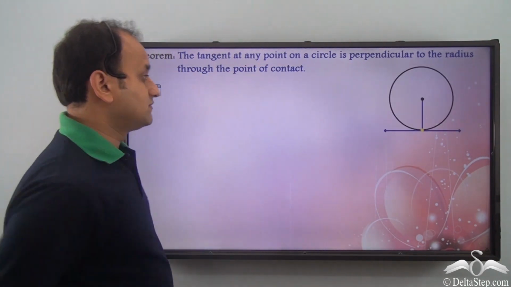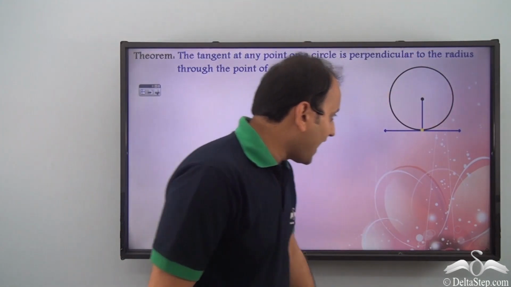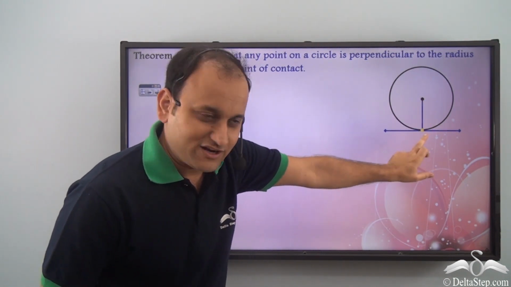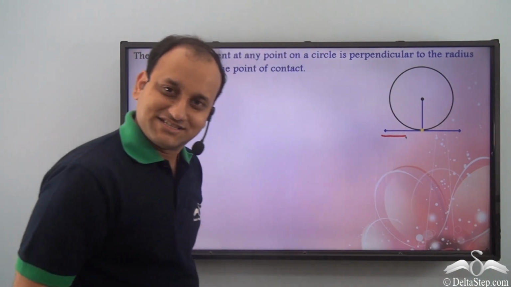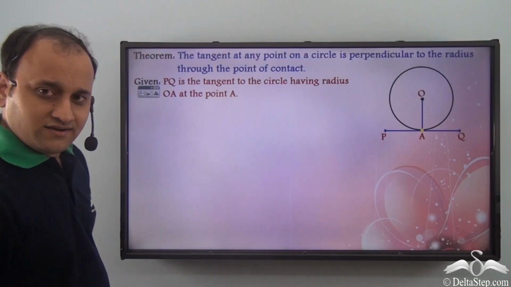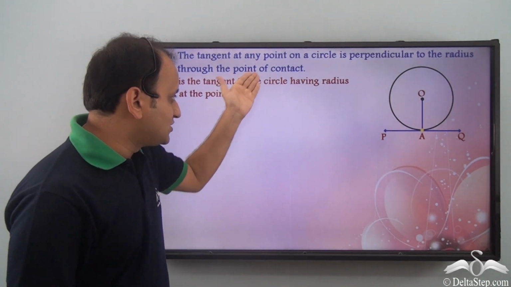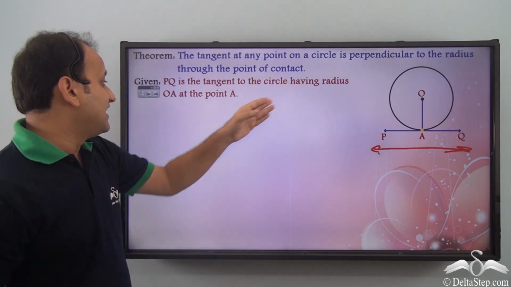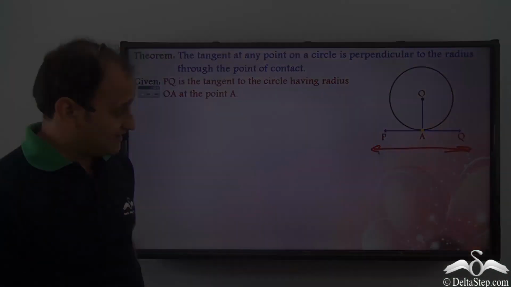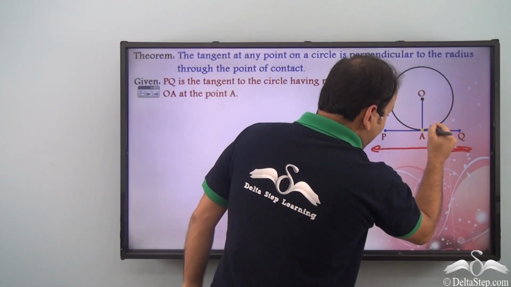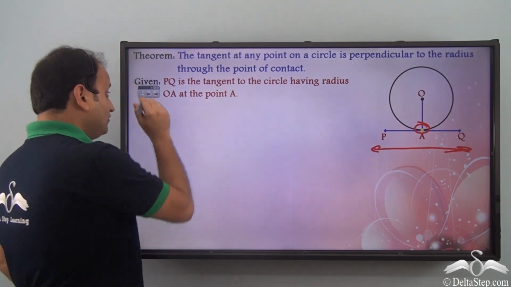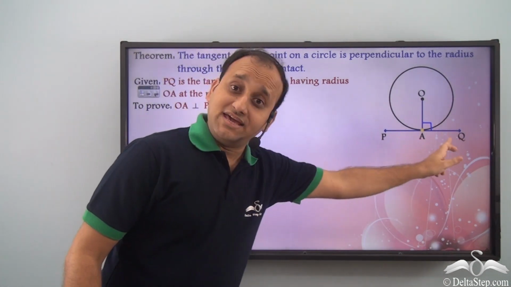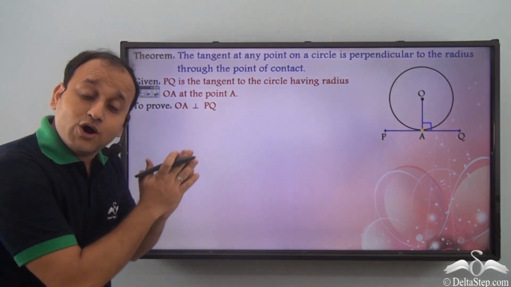Now, we have this particular circle here and we have this radius which passes through the point of contact of this particular tangent. So, what is given? Well, we have PQ is the tangent to the circle, having radius OA at the point A. Now, we need to prove that OA is perpendicular to PQ. So, this is what we need to prove.